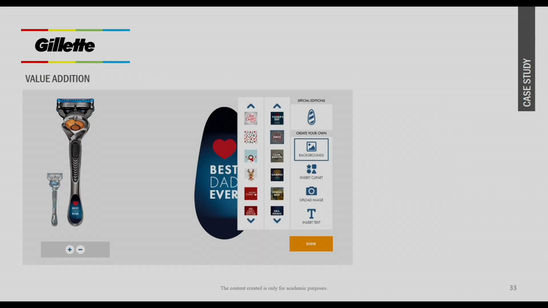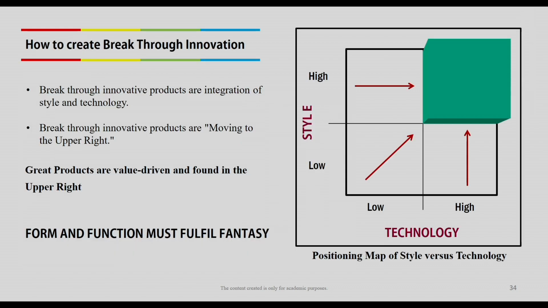They also added some value to the product. They kept some space where you can put some text or image, so you can basically personalize the product. By adding this feature, they are adding value. Now we will discuss how to create breakthrough innovation.